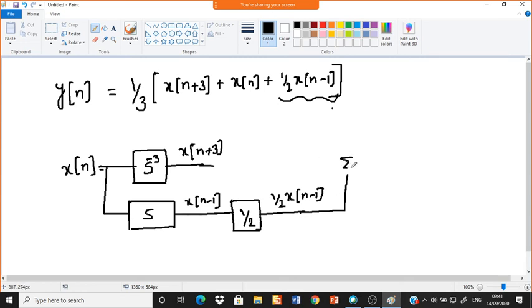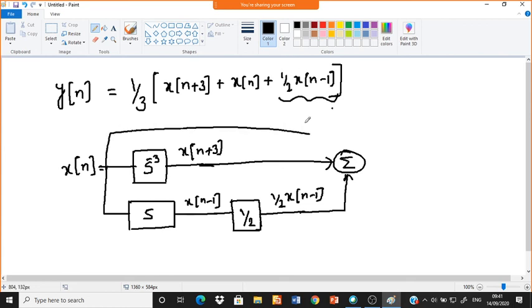So in this summation you will get half into x of n minus 1, and x of n plus 3, and one more signal which is direct x of n. So this is x of n, this is x of n plus 3, and this is half into x of n minus 1. This will give your output signal y of n. Is it fine? Any doubt in this?